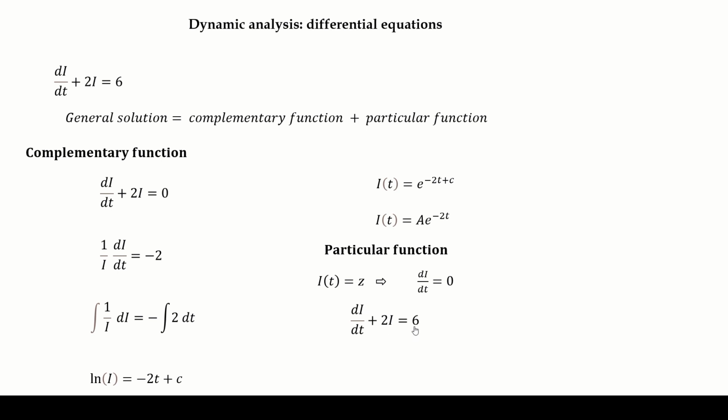So let's substitute these values over here. For I, we will substitute z, and for dI over dt we will substitute 0, and then we will get the value for this z. This long-run solution, a particular solution, is also called a steady-state solution. And now we have the complementary solution and the particular solution, and we're going to just add them both together and we will find the general solution. The general solution in this case will be a e raised to the power minus 2t plus 3.